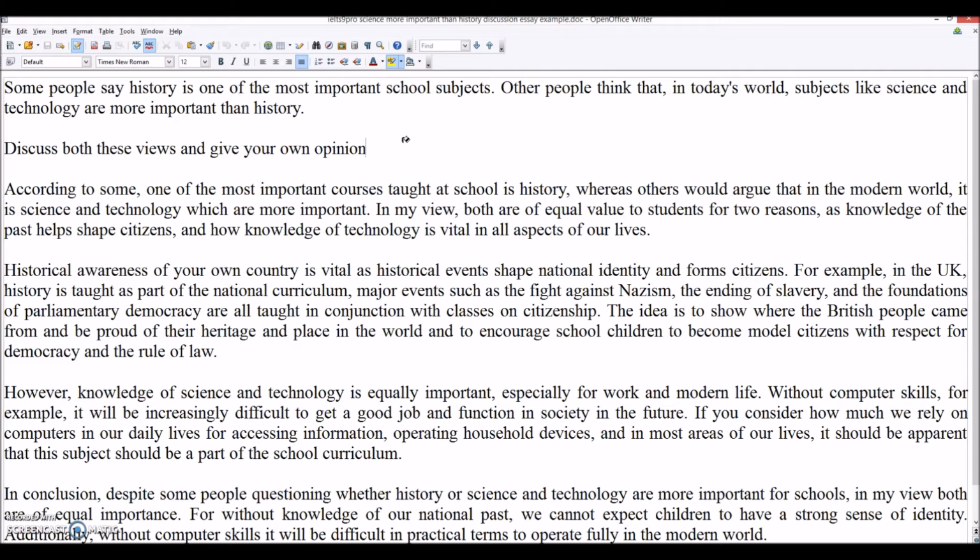History is the most important school subject. Other people think that in today's world other subjects, technology and science, are more important. So again, we have to make note of those key words. Now it's talking about school. So it's not talking about is history more important than science in general. It's talking about specifically subject in school. So we have to make reference to it being taught in school throughout the essay. So history, science, technology, more important. I'm making a comparison in school.